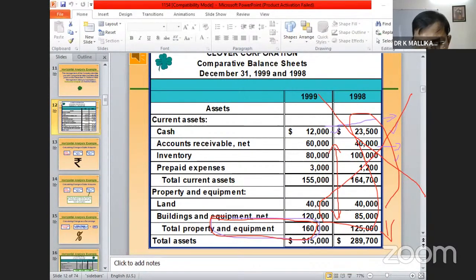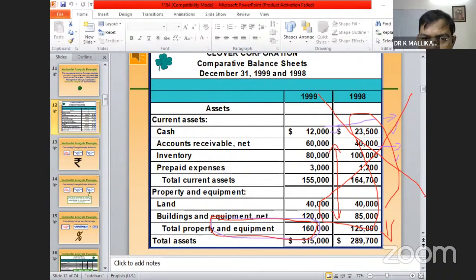Net operating income decrease. Okay, interest expenses also increase, and net income before taxes also increase. Less income tax also increase. In all the cases it is increased. We have a negative sign. Because of these purposes, we are going to calculate comparative statements. Comparative statements are either comparative balance sheet analysis or comparative income statement analysis. Both we are going to calculate to interpret this statement.